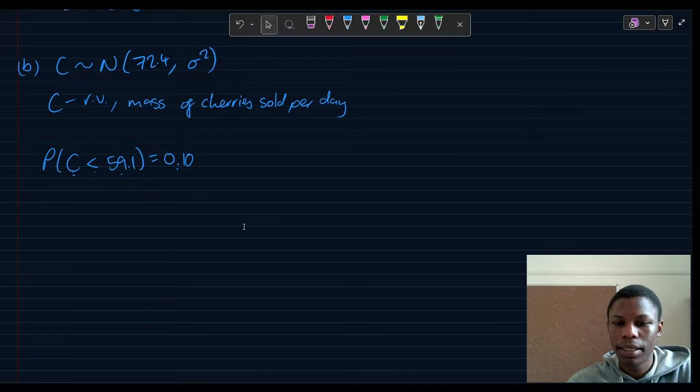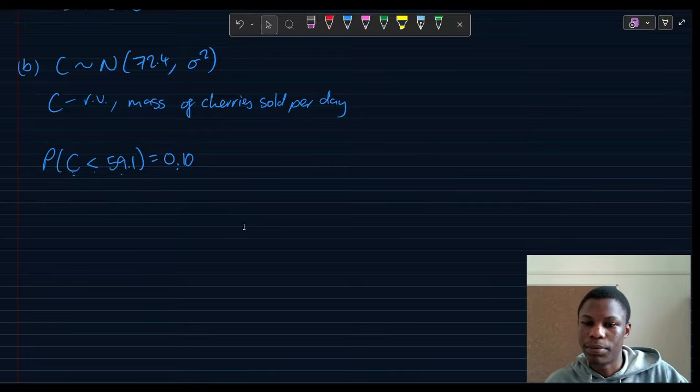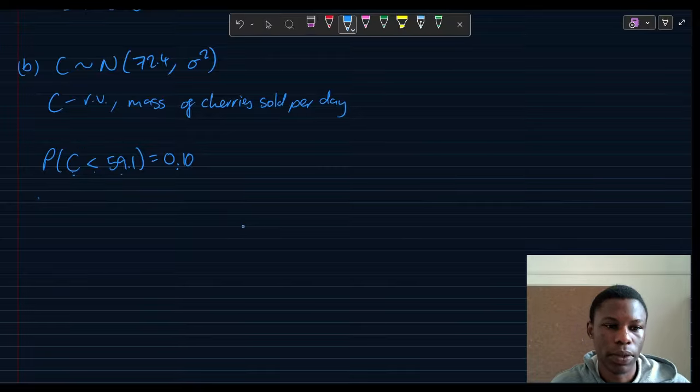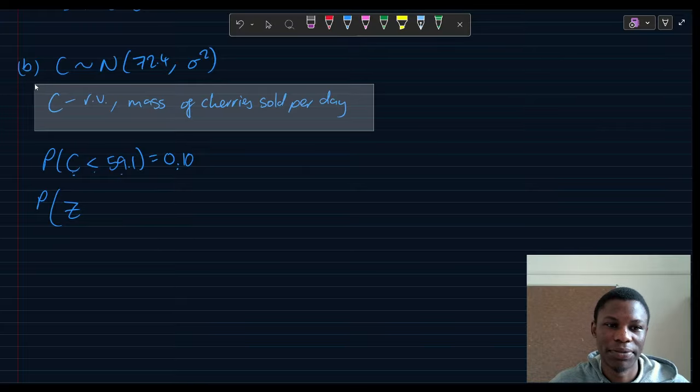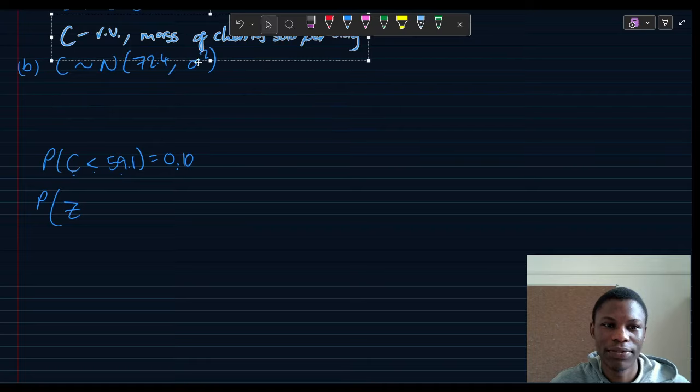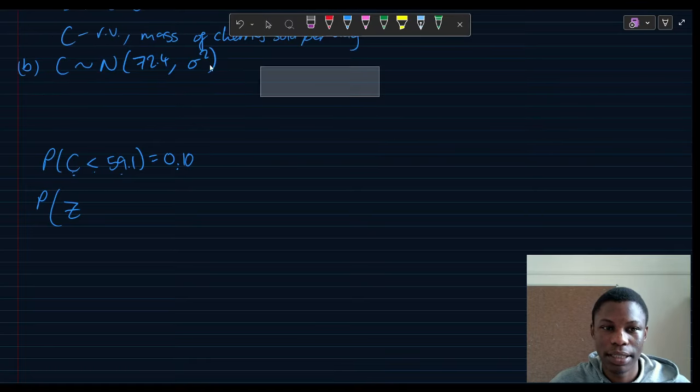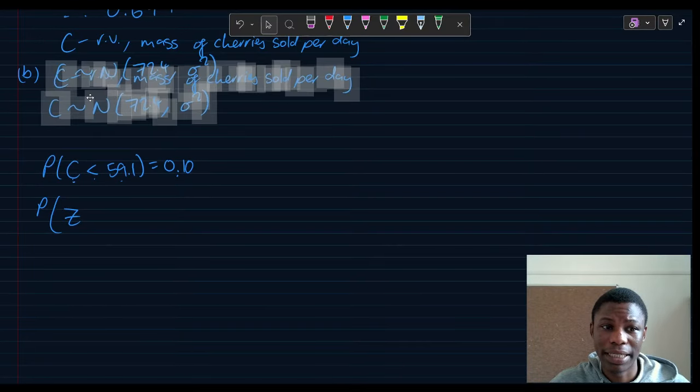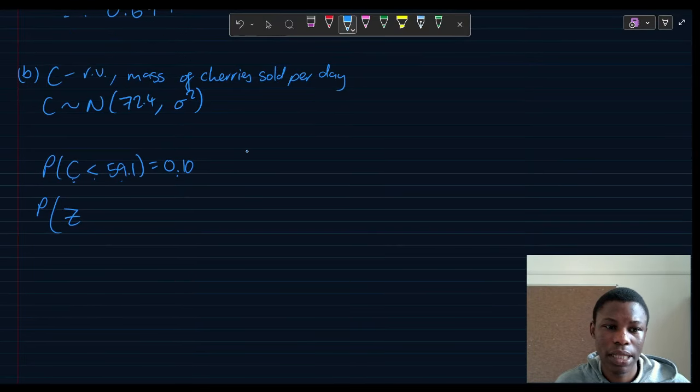So we are going to use that to solve for sigma. We are going to standardize. If you standardize your C, you get Z. By the way, this definition should probably come before the distribution. You have to define your variable first. I just defined it so that it makes sense how this probability comes about.